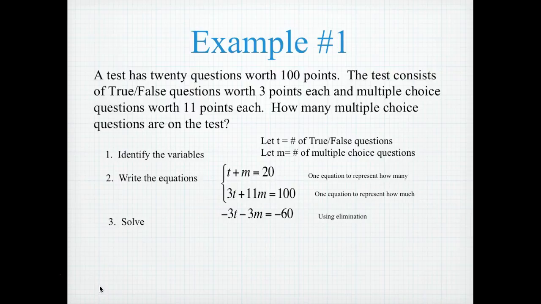Combining the second equation and the first equation after we multiply by negative 3 gives us 8M equal to 40, and the variable that contains T gets eliminated. Dividing both sides by 8 gives us a value of M, which is equal to 5. Now, 5 represents our answer. We need to identify how many multiple choice questions are on the test. M represents the number of multiple choice questions on the test. It's a positive value between 0 and 20, so we are going to accept that value as being a reasonable answer.